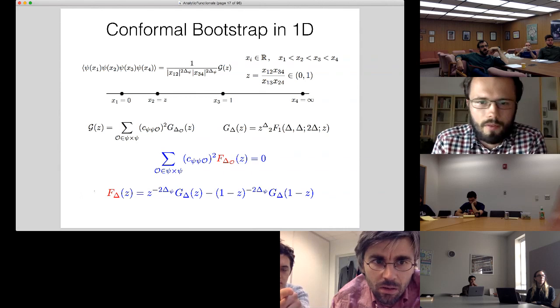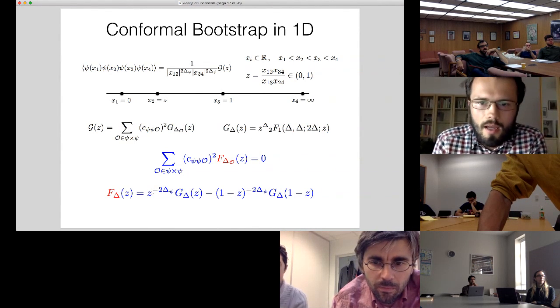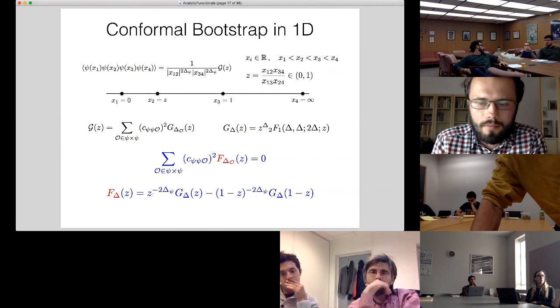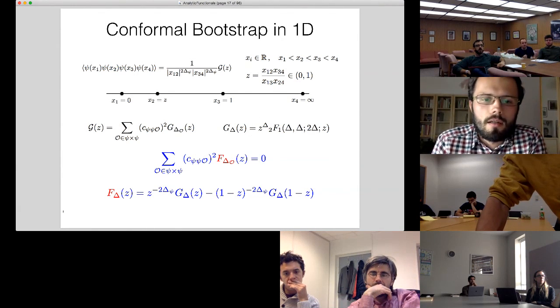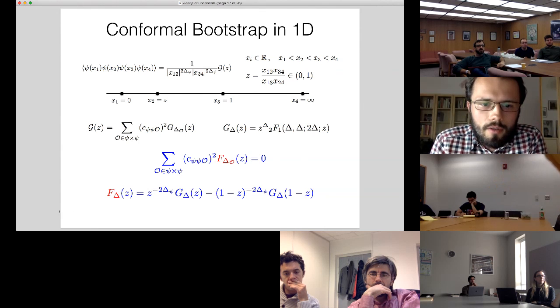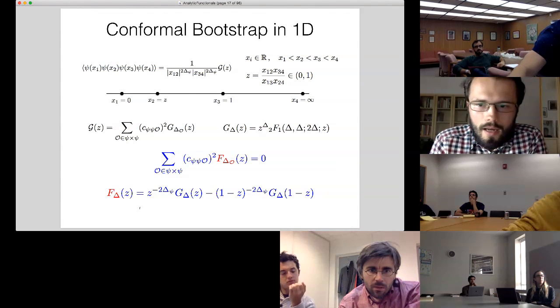It's just a sum with the OPE coefficient squared times these vectors or functions in red, the capital F, and the whole sum is equal to zero, where the elementary vectors entering the crossing equation are just an antisymmetric combination of the direct channel and cross channel conformal block. So these two lines are the equation that we are going to study for the rest of the talk.